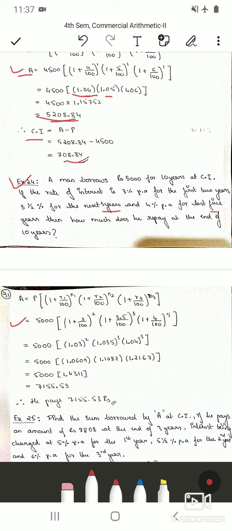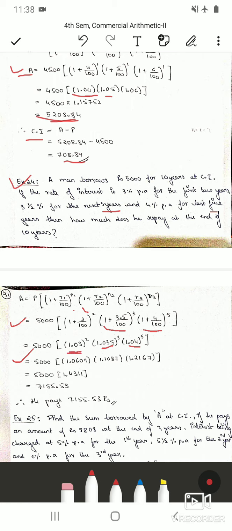So write the formulas. So principal is 5000, so it is 1 into, for the first 2 years, what is the rate? It is 3. Therefore in place of n1 write 2, the corresponding rate is 3. So for the next year it is 1 plus 3.5 by 100 whole raised to 3, and then 1 plus 4 by 100 whole raised to 5. So when you simplify, we will get 5000 into 1.03 whole squared, 1.035 whole raised to 3, and 1.04 whole raised to 5.